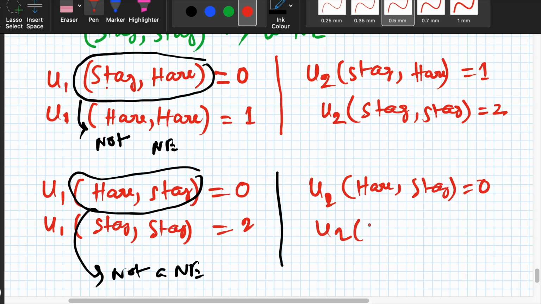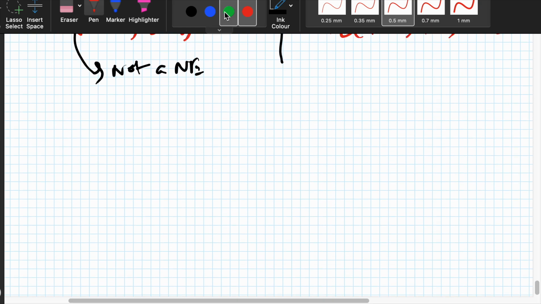But if he changes to hare, it will give him a payoff of 1. So obviously player 2 also has an incentive to change from the stag strategy, so this is not a Nash equilibrium. Now let's see the last option.